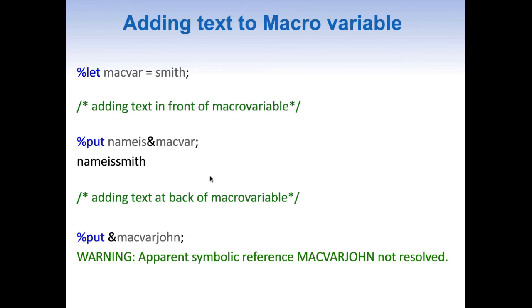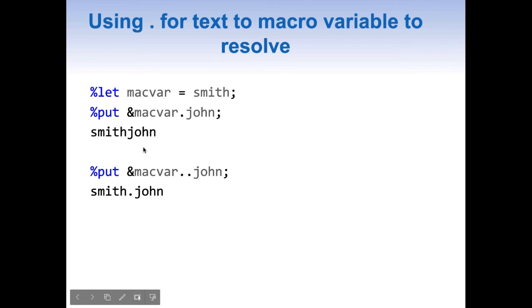But what happens if we add text at the back of the variable? If I add ampersand macvar and after that I want to add John to it, it will think that the macro variable you want is ampersand macvarJohn, and we will get a warning saying apparent symbolic reference macvarJohn not resolved. So it is very important to do something wherein we are saying that this macro variable has ended and everything afterwards is text. Now let us see how we can do that. Doing that is super simple.